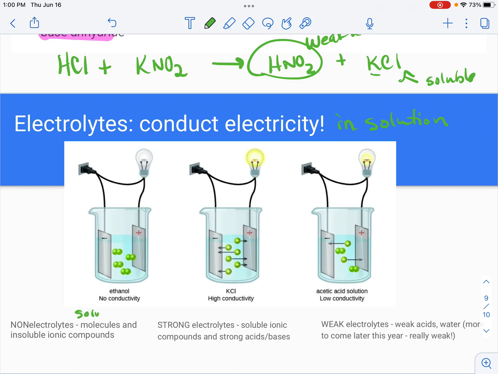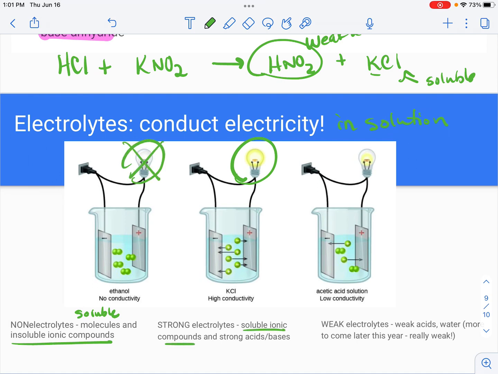And this would be things that are soluble molecules, like sugar, or like ethanol, something that is polar, that will dissolve in water but does not turn into ions, and things that do not dissolve, like ionic compounds that do not dissolve, because if you have an ionic compound that doesn't dissolve, it's not going to be able to have the ions conduct electricity. You need ions in solution for electrical conductivity. Strong electrolytes conduct electricity really well. Notice that this light bulb is glowing brightly compared to this light bulb, which is not glowing at all.